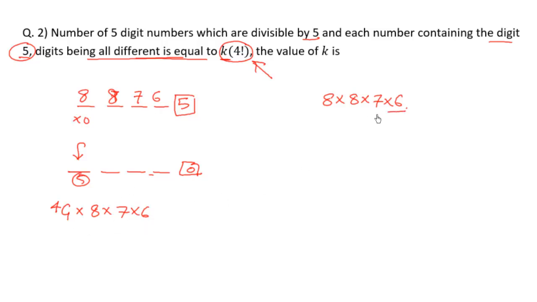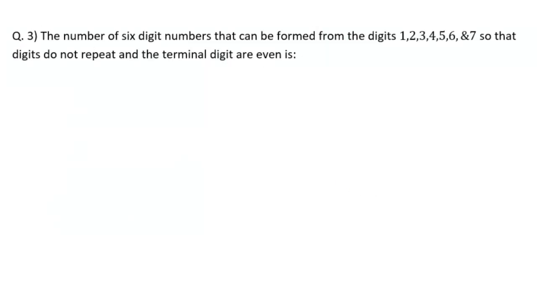So the total answer will be this plus this. On addition, we get 168 into 4 factorial. If you add these two and take out the 4 factorial, it will be in this particular format. So clearly, on comparison, the value of k would be 168. So the answer is 168.